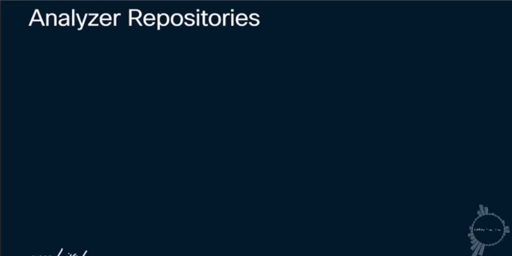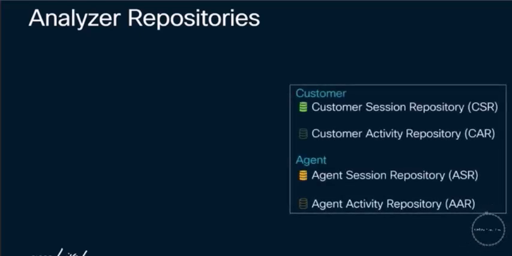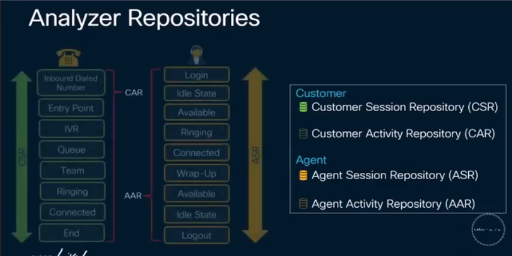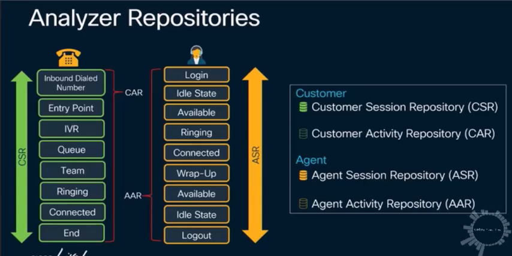Now, what are we doing with this data? Where is it going? So just like we have 4 record types, we also have 4 repositories. And those repositories are going to contain the data from each of those 4 unique record types. So I have that customer session repository and the customer activity repository, and then I have the agent session and agent activity repositories. So as these interactions land, I'm going to write this data into these repositories with their own unique record type, right?